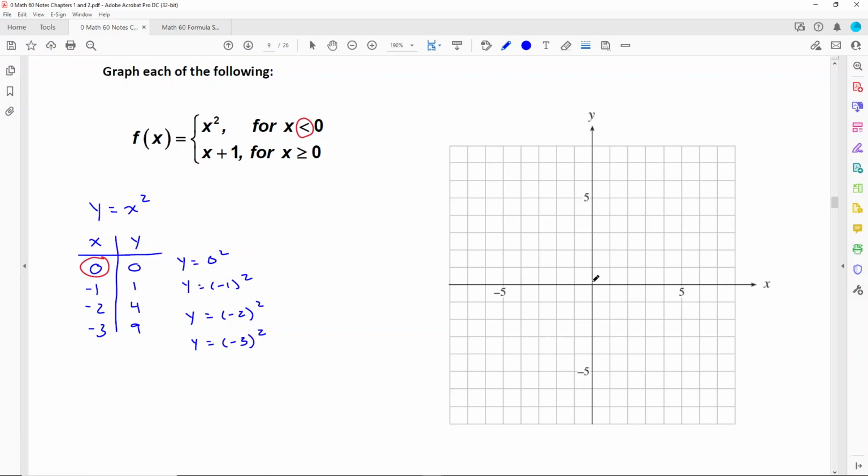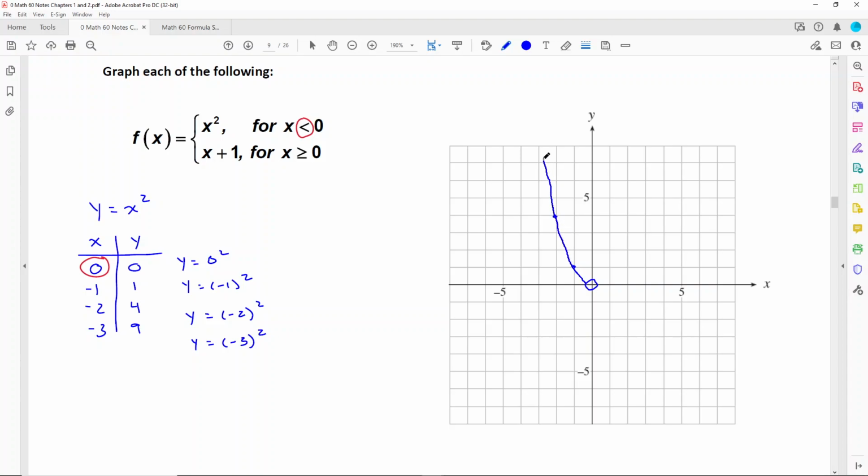I've got a point 0, 0. Now, I reminded myself that this is a ghost point, so instead of drawing a solid dot, I'm going to draw an open dot at 0, 0. Then the rest of my points are negative 1, 1, negative 2, 4, negative 3, 9, which doesn't fit, so I can't put it, but I know where it's going.